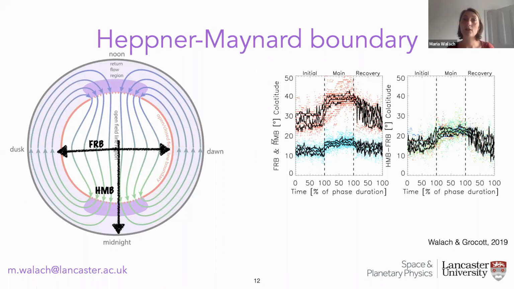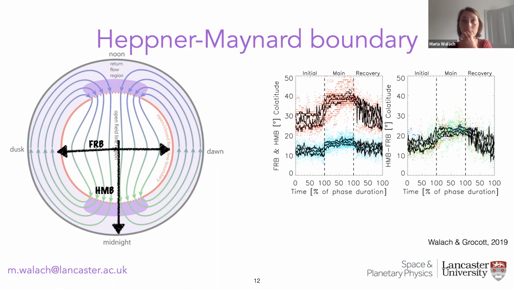And so what I have on the right here, I've plotted these out for the geomagnetic storms over time. So flow reversal boundary here is in light blue, and the median is shown by a black line. Then we have a lower and upper quartile boundary, also in black. So you can see how trends are changing. And in red, I have the length for the Heppner-Maynard boundary.